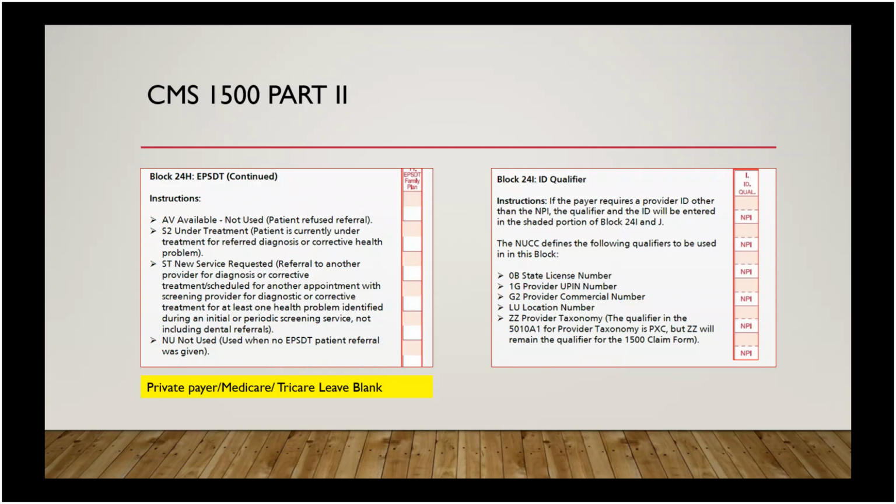Block 24I is an ID qualifier. With this particular one, who is seeing them, if the payer requires a provider ID other than the NPI, you're going to enter that qualifier and then provide the number beside it.